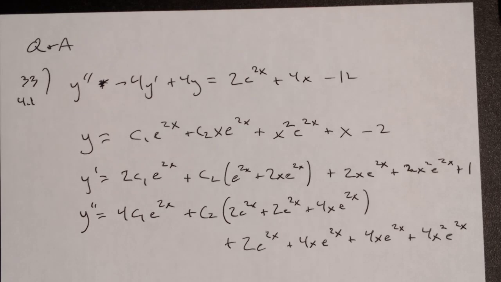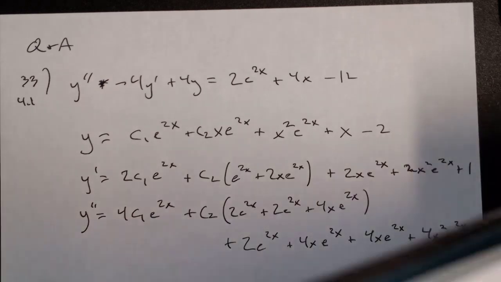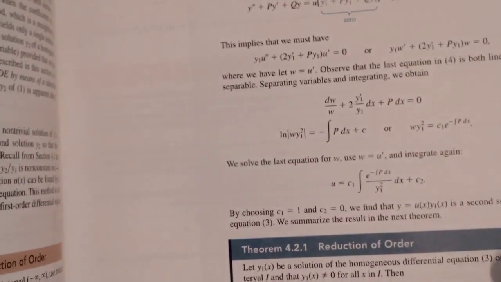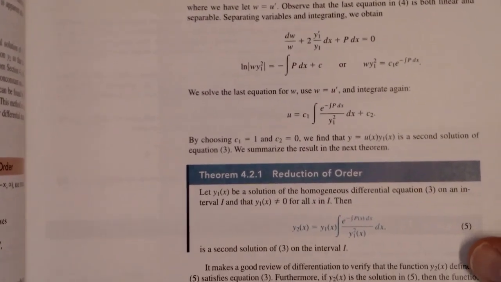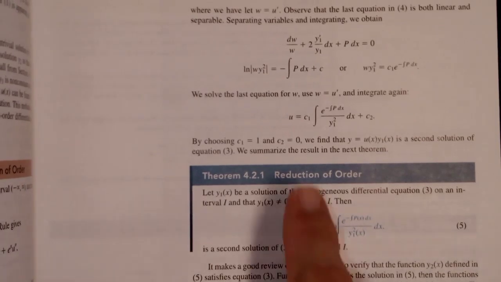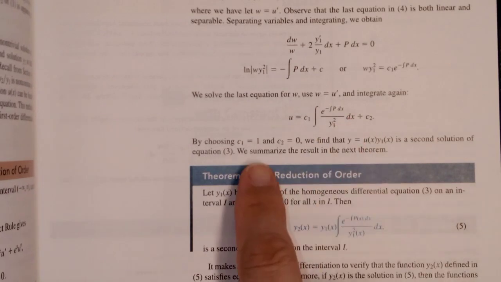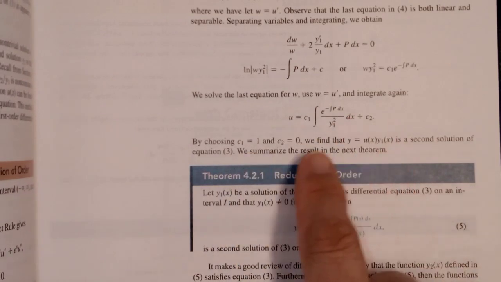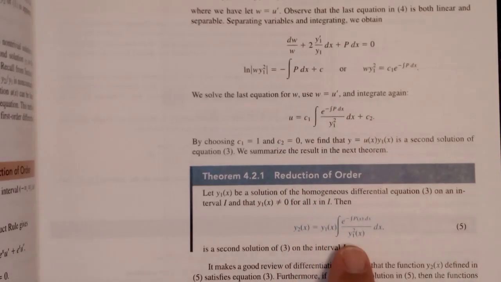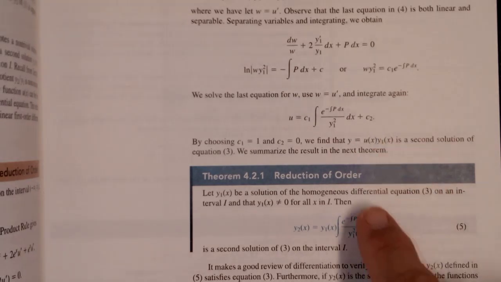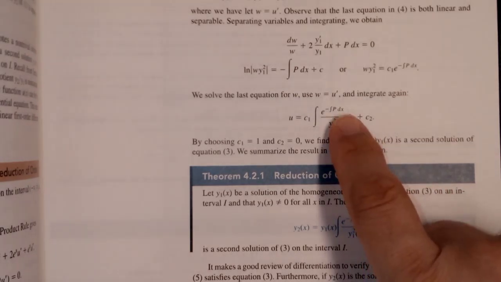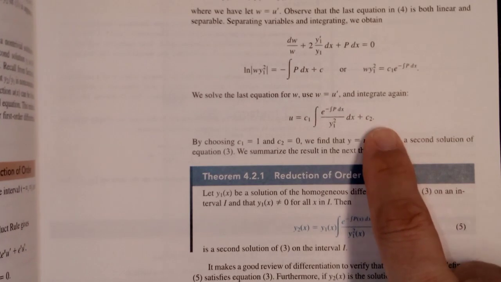So on page 133, we have this formula for the reduction of order, right? And it says right here, by choosing the first constant of integration, the one that comes from up here, to be 1, and the second one to be 0, this becomes this nice easy version of the formula. So I should not end up with a constant when I do this integral. And I should not end up with a constant when I do this integral.